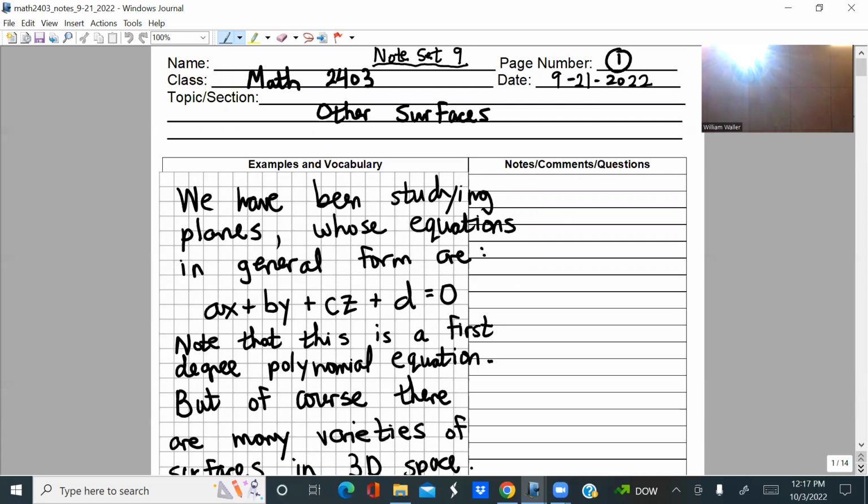Let me pass out for you a little cheat sheet. It's kind of a library, a certain category of surfaces in three-dimensional space, quadratic surfaces. I'm going to start with this. It's just a page from the book, but this is handy as a reference.